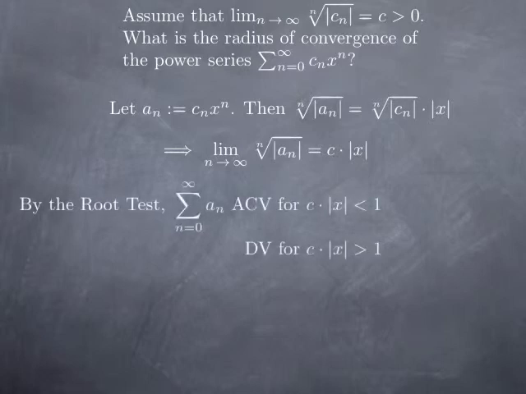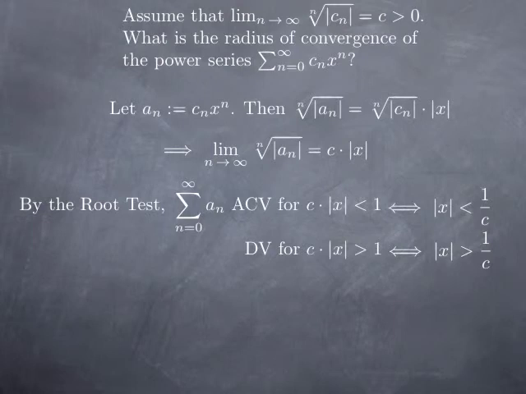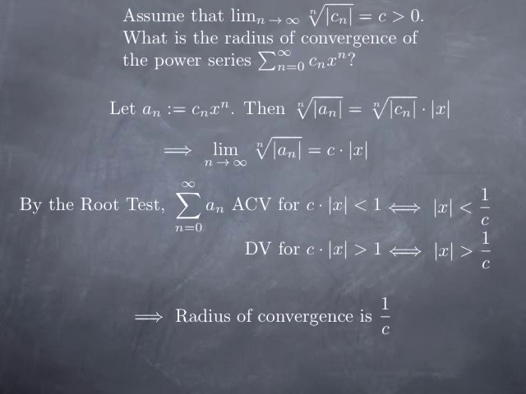And therefore, by the root test, we can conclude that our series is absolutely convergent if that limit c times absolute value of x is less than 1, and divergent if that limit is greater than 1. But in terms of x, the condition is that absolute value of x strictly less than 1 over c gives us absolute convergence, and if absolute value of x is greater than 1 over c, then we have divergence. Of course, this makes sense because we assume that c is not 0. And therefore, we can conclude that the radius of convergence is 1 over c.